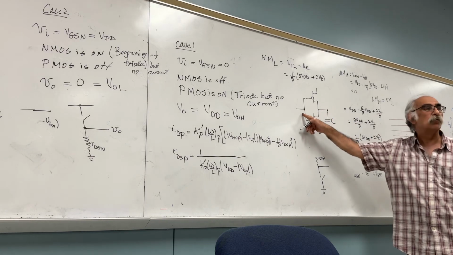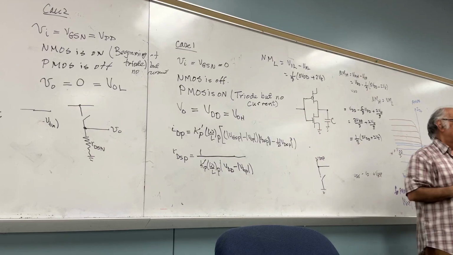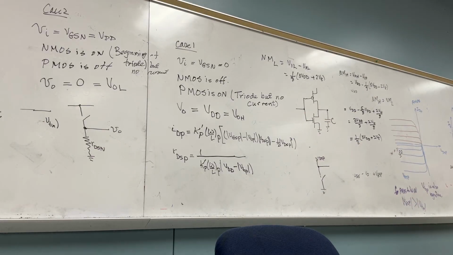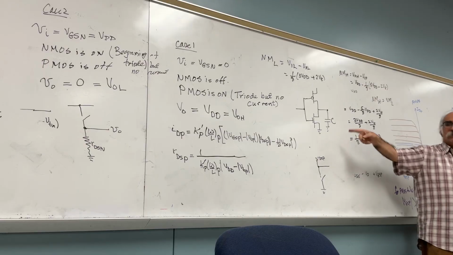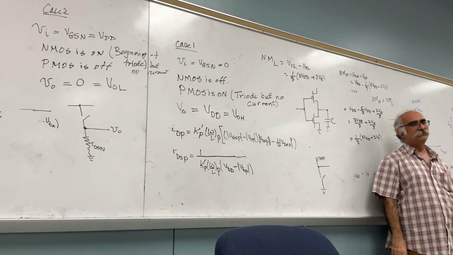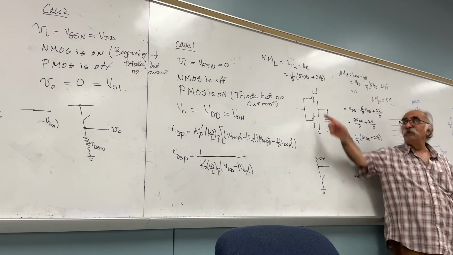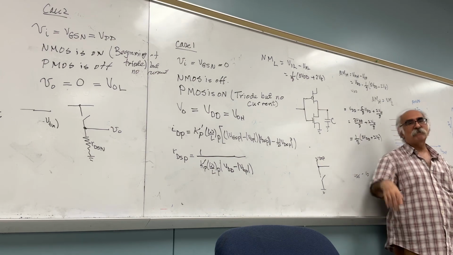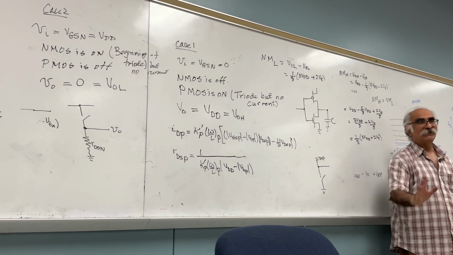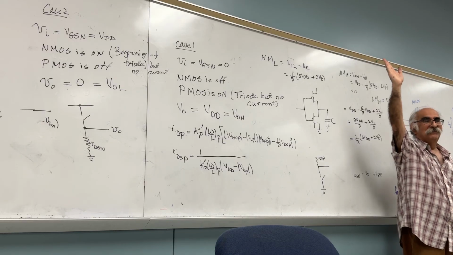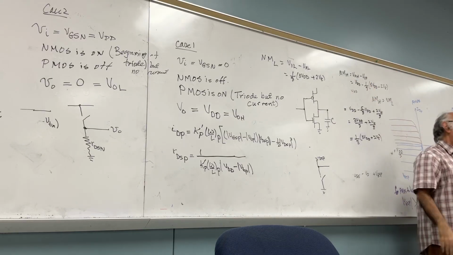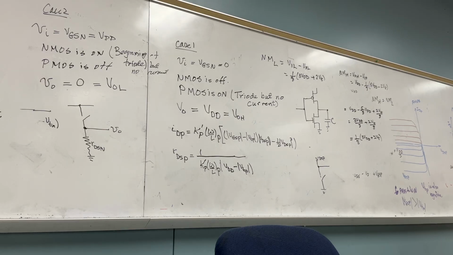Now, let's see what will happen here. Assume the input is low. What will happen? What can you tell me about the NMOS? It's off. The PMOS is on. What happened to the capacitor? It begins to charge. Charge to where? VDD. Did you get it or not? Yes.